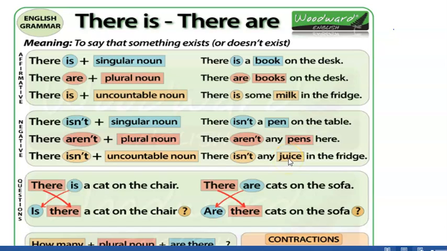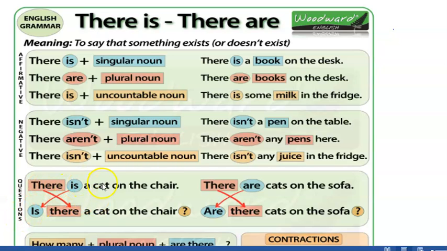And I'm not sure if you noticed when we spoke about the positive, we had there is some milk. Now some and any is a whole other situation for us to study, and maybe we will do that later on this week. However, for today, please don't worry too much about some and any. We're just going to concentrate on there is and there are. Okay? So that's the affirmative, the positive, the negative, and now the question.